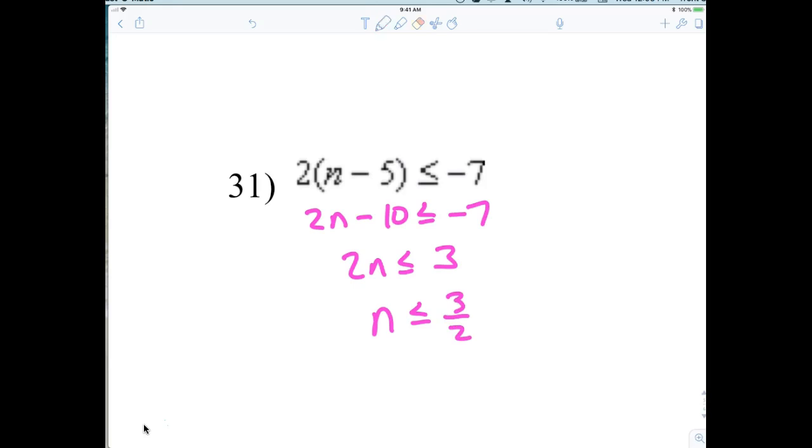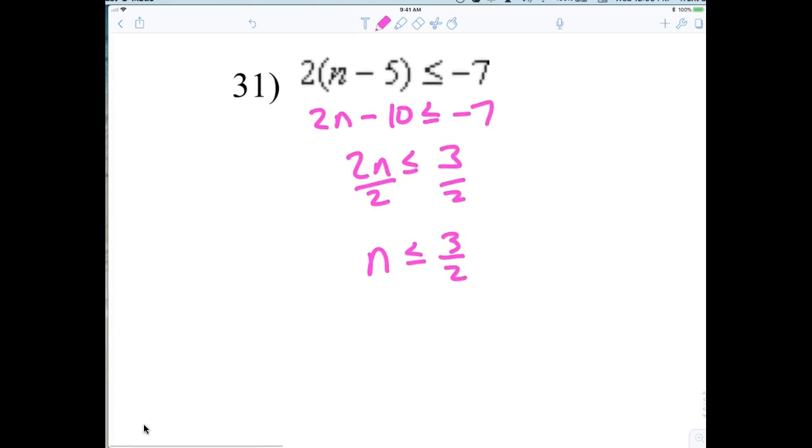Now let's look at that one more time because I want to make sure you're hearing me. See what I'm doing? Dividing by 2, right? Can you see the fraction better now? Whenever you divide, you can see the fraction better. All right. Is everybody okay with number 31?